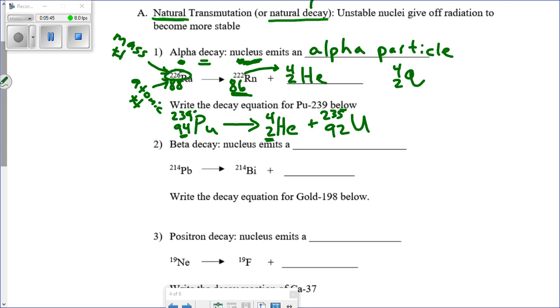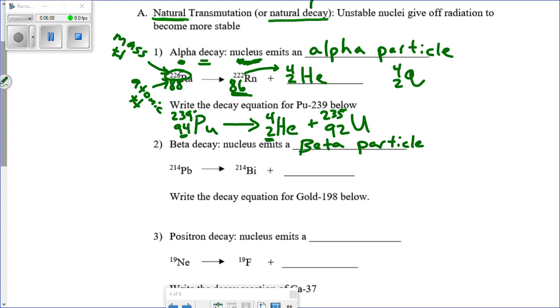Beta decay is very similar, except now instead of emitting an alpha particle, we are going to emit a beta particle. And you can see what a beta particle looks like in table O of your reference table. It is a little different than an alpha particle. It has a mass of 0 and an atomic charge of -1. So it is a little different.